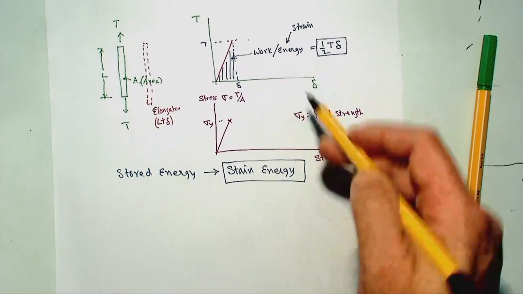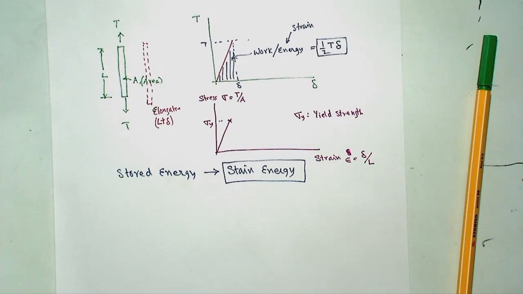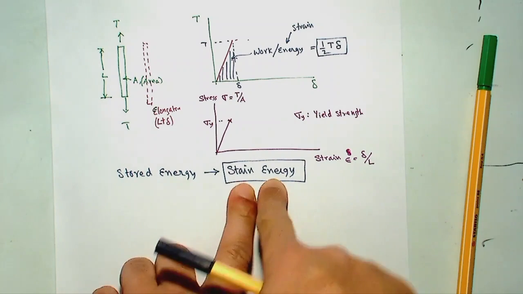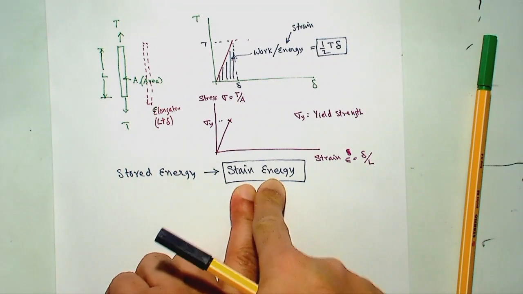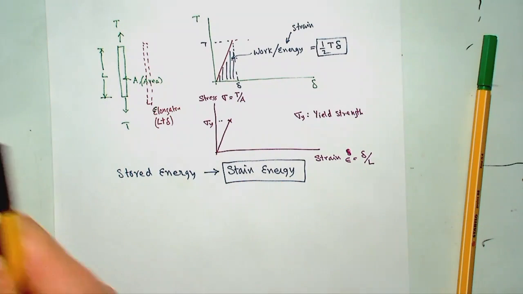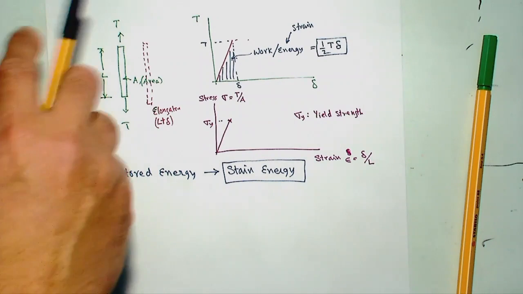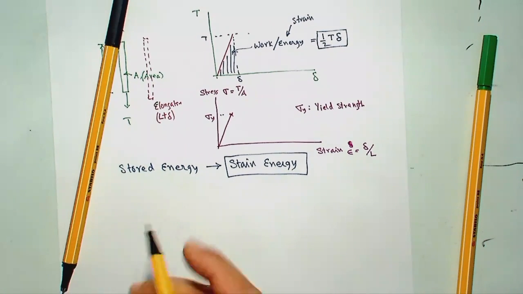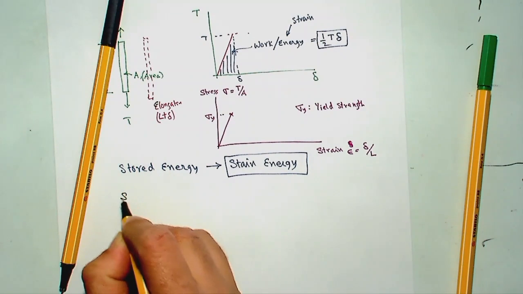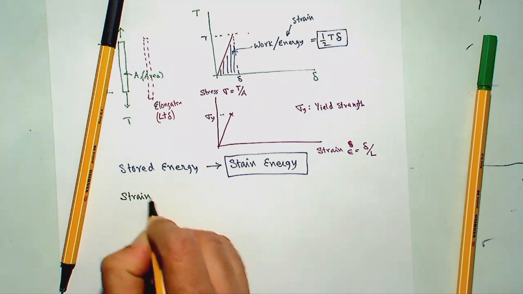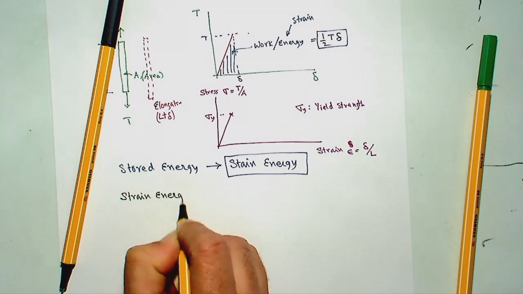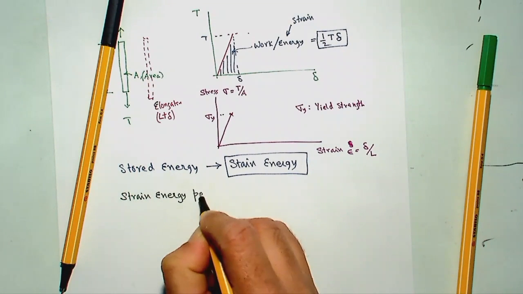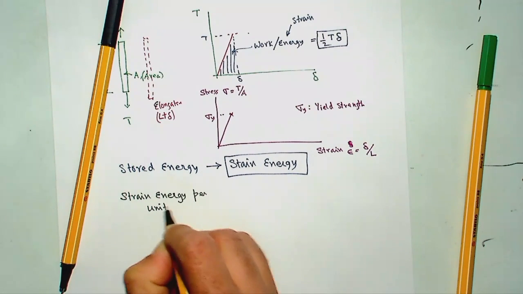So what is the strain energy? Exactly, if there is no loss, that would be the work done by the load, and that is stored within this material as stored strain energy. Now, there is one quantity we often like, which is strain energy per unit volume of the material. So, strain energy per unit volume.